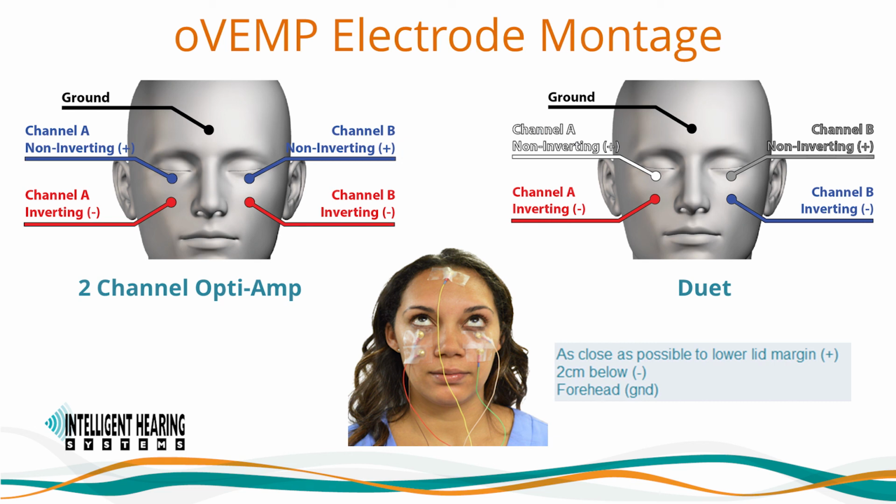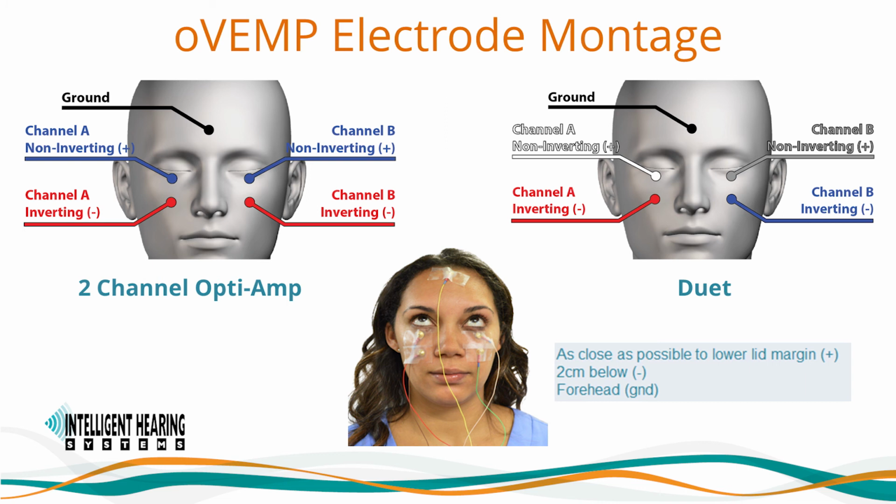The positive electrode must be placed on the lower eyelid at the intersection of the oblique inferior muscle and the inferior rectus. It is important that special attention be taken with this electrode placement, as clinicians may erroneously place the positive electrode below the lower eyelid and not on the muscle at all. This will affect your amplitudes.